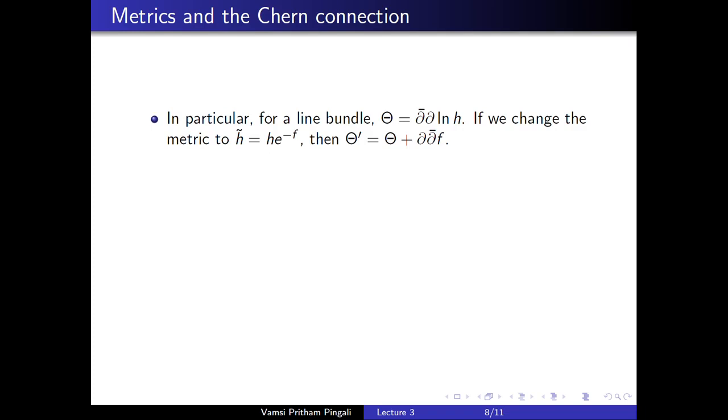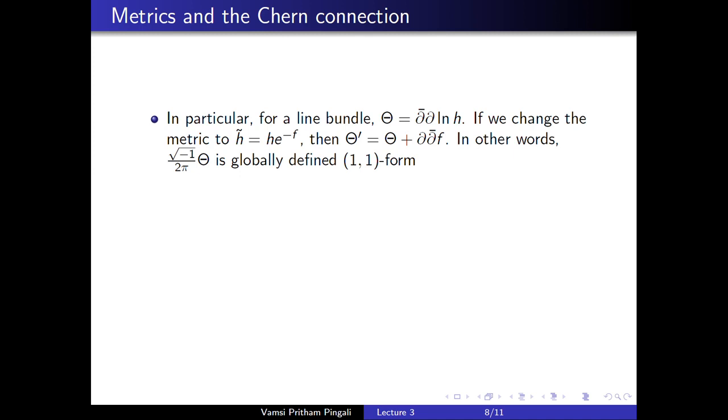Now this doesn't appear to be much, but if you take this theta, multiplied by square root of minus 1 over 2 pi. Why am I multiplying by square root of minus 1? The reason is square root of minus 1 times theta is real. Why? Because if I take the complex conjugate, I'll get minus square root of minus 1 theta bar. But what is theta bar? It is del bar ln h, which is minus theta. So it'll be real.